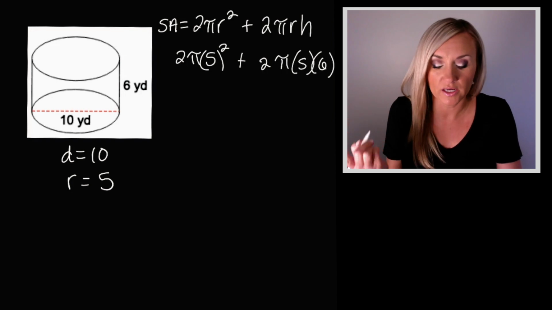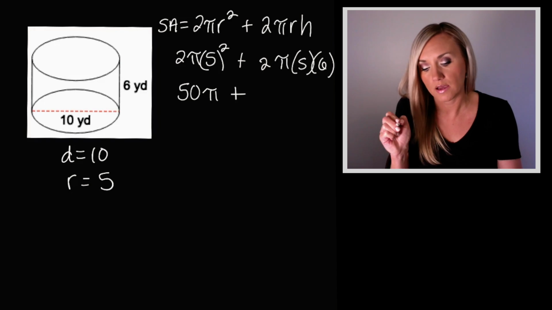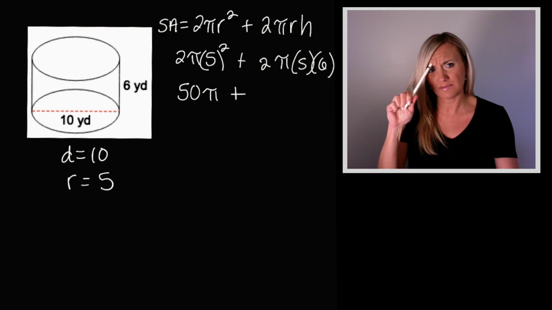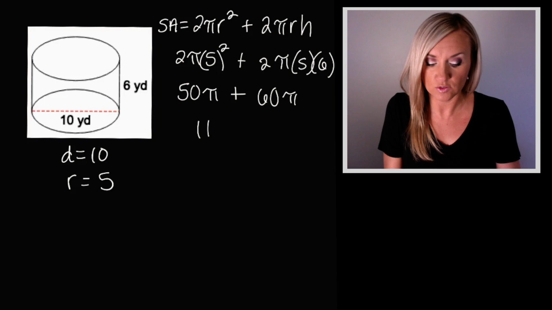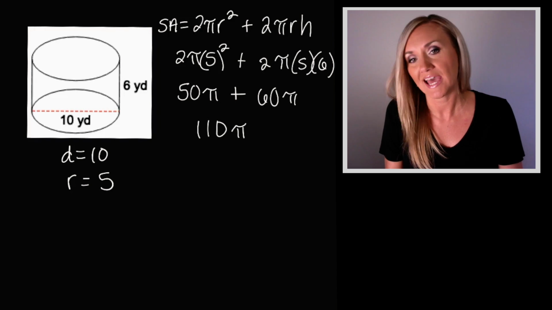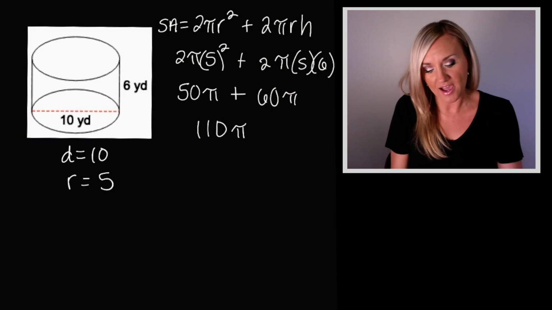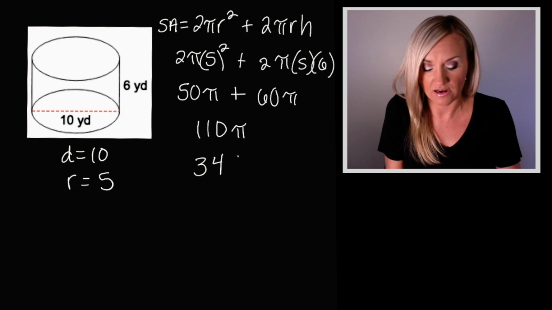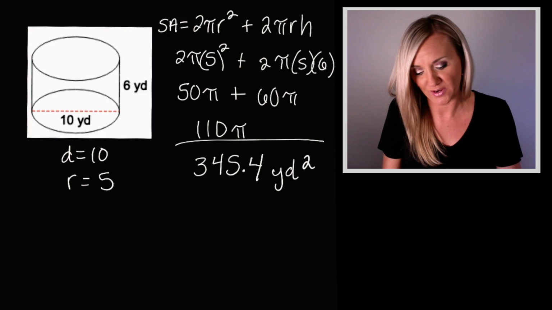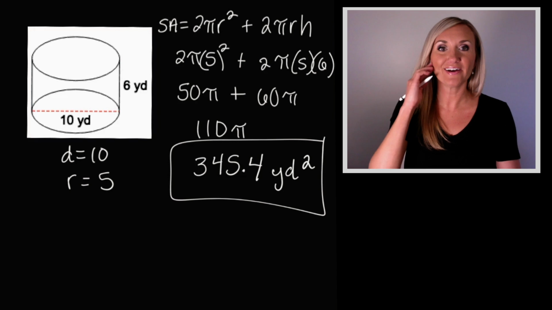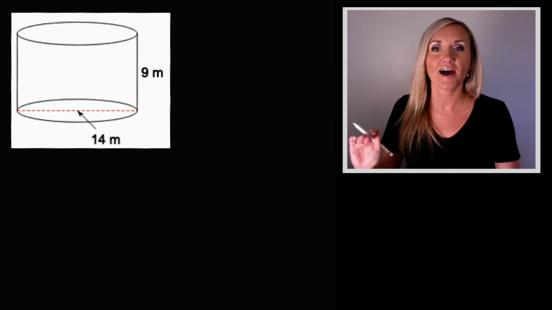All right, so 5 squared is 25 times 2 is 50 pi, plus 2 times 5 times 6 is 60 pi. And 50 pi plus 60 pi is 110 pi. And then now we can multiply 110 by 3.14, which is 345.4 yards squared. All right, for problem number 3, there she is. She's beautiful. It's all yours.